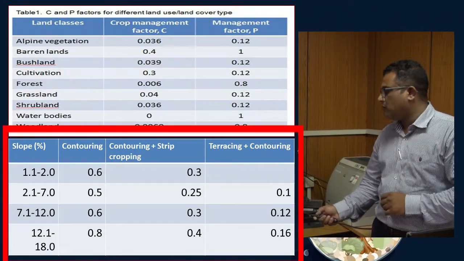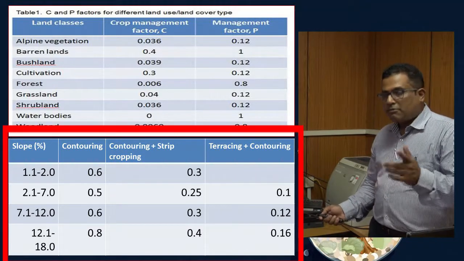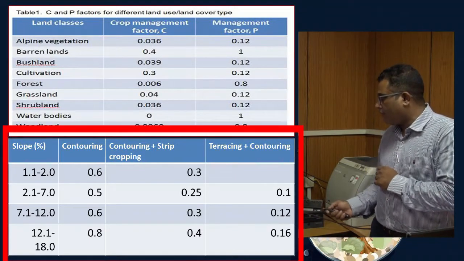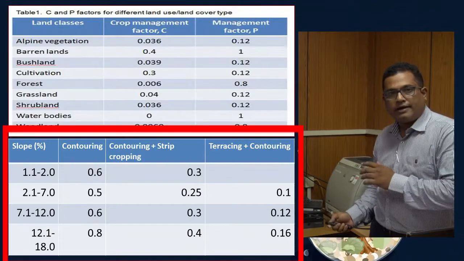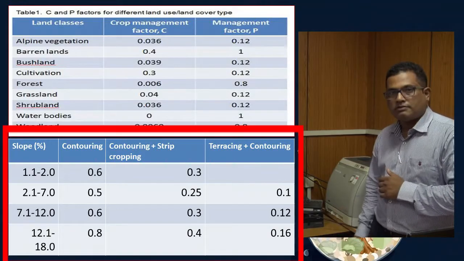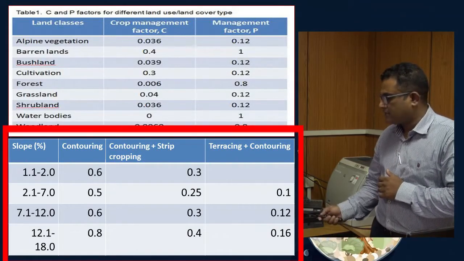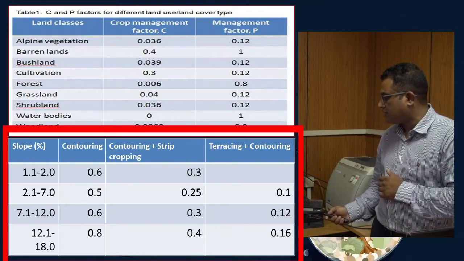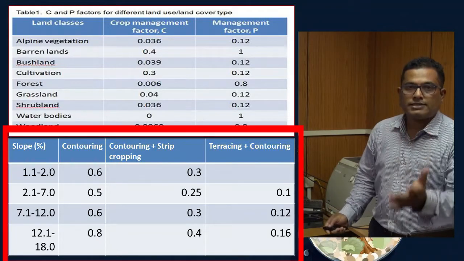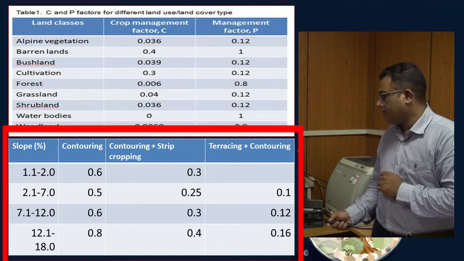So what does this value say? Tell me one thing, from which type of conservation practice land there would be more erosion? Definitely through this, because the value is higher, this is lower. Lower the value, lesser will be the soil erosion.